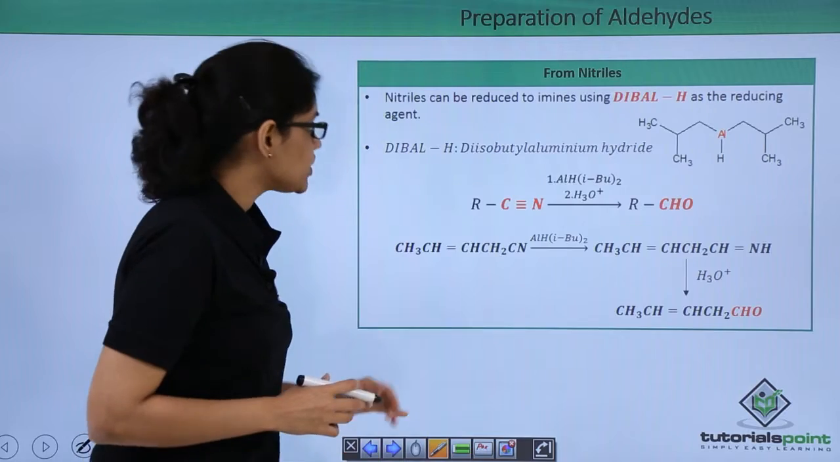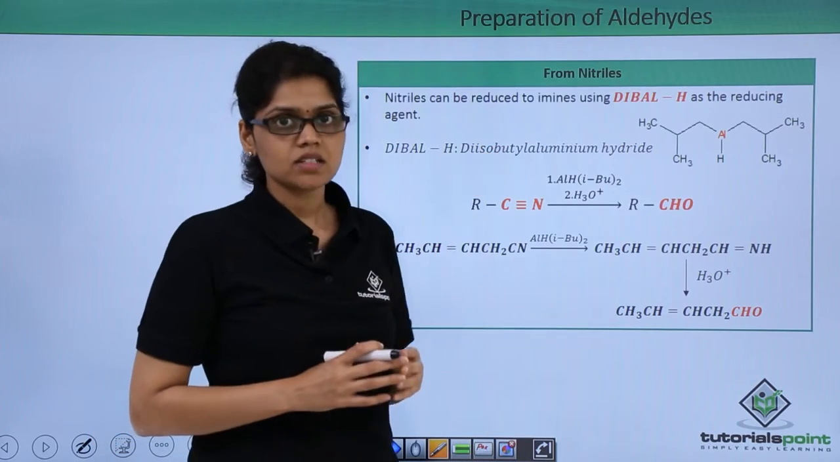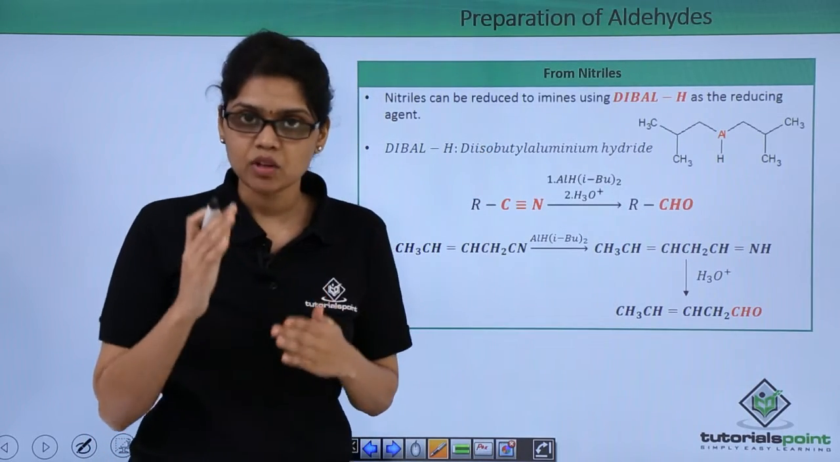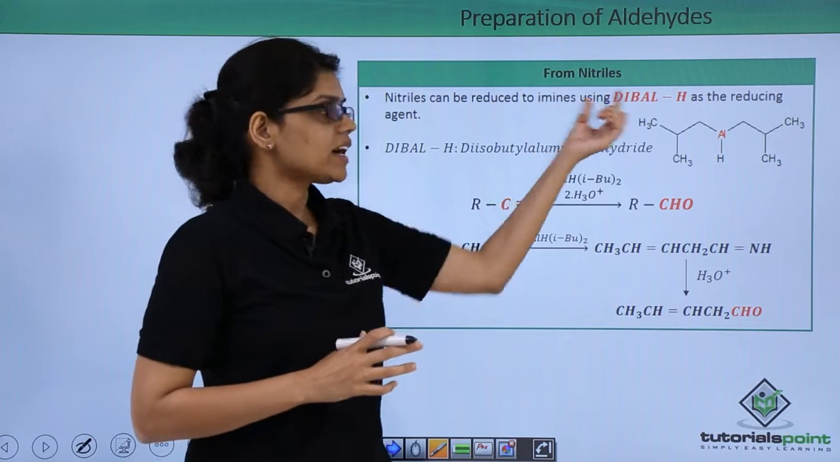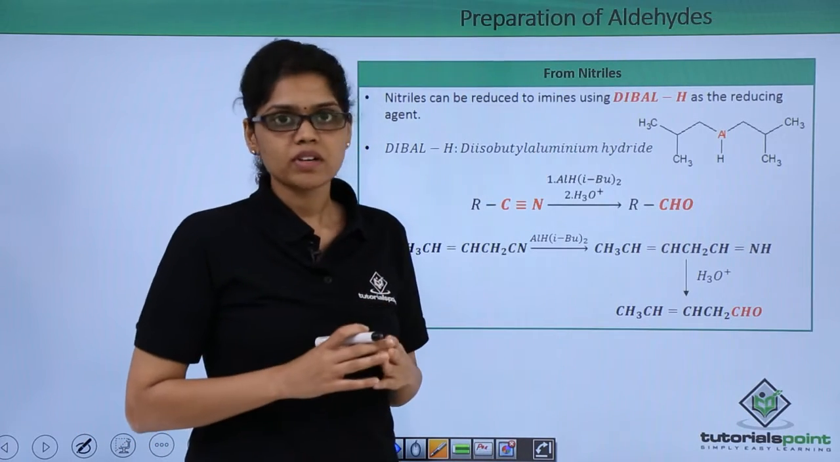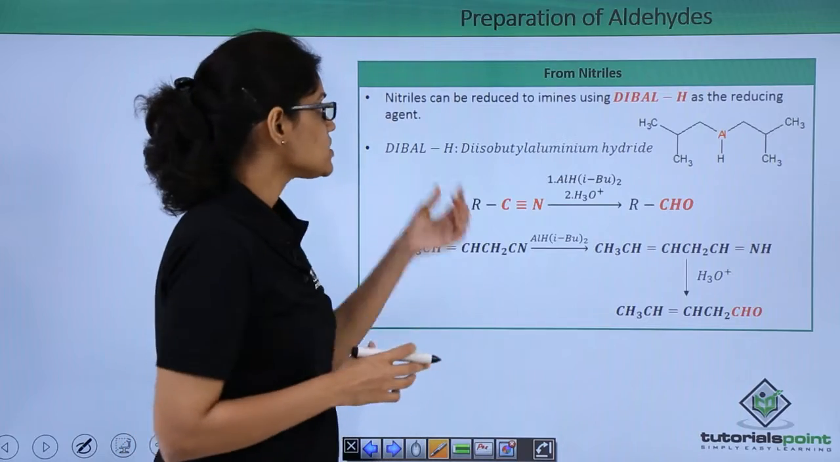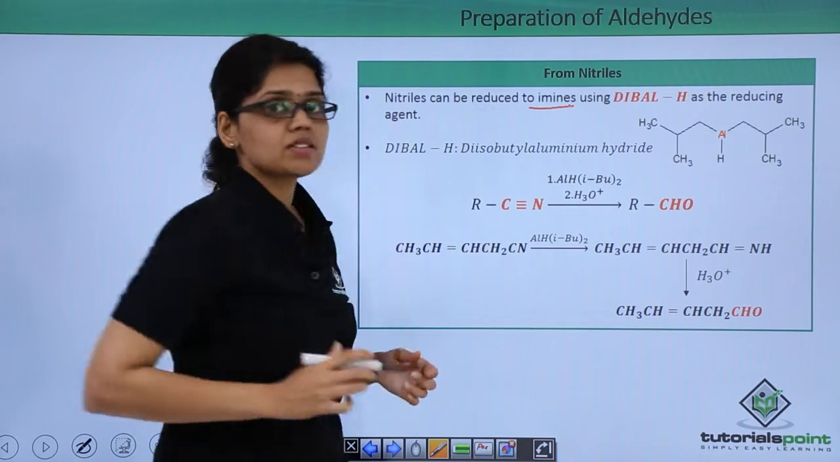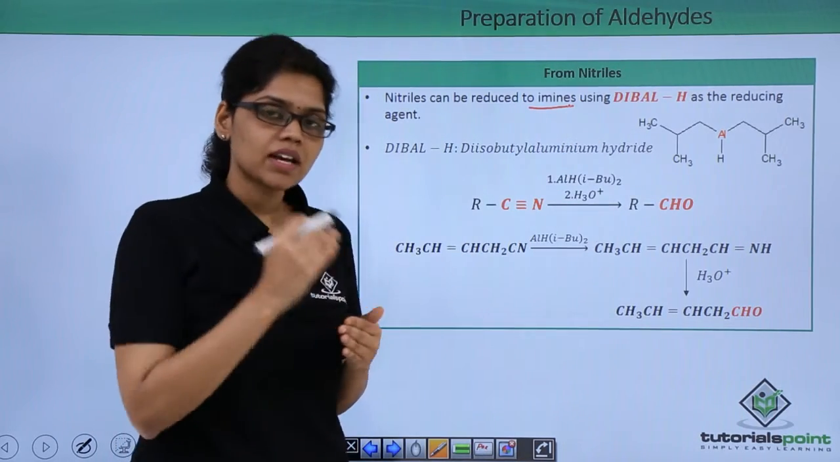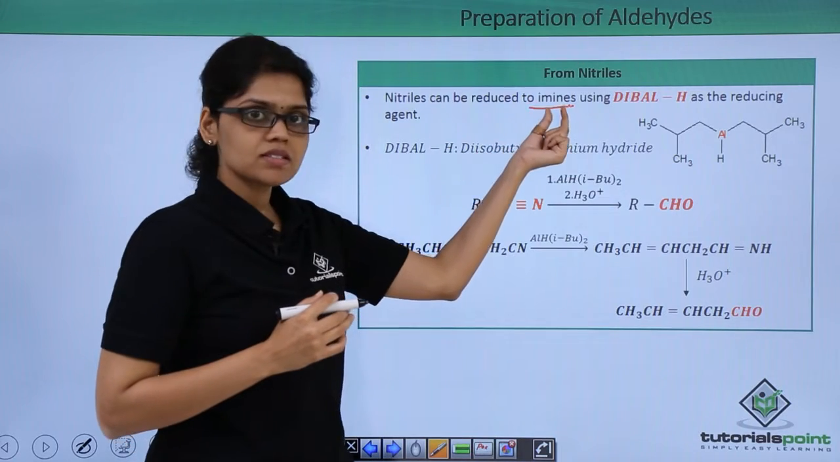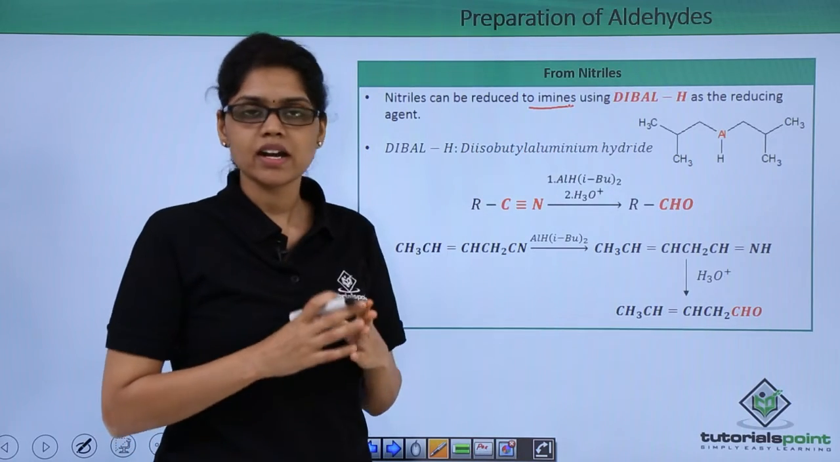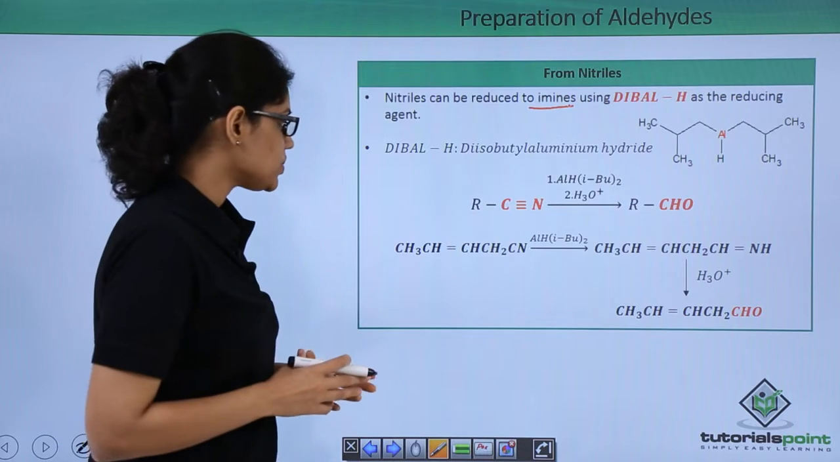Nitriles can also be converted to aldehyde using another reagent, which is diisobutyl aluminum hydride, or called DIBAL-H. Now this is a very common reducing agent and it reduces nitriles to imines. So you can again obtain aldehydes from nitriles by reducing them to imines using DIBAL-H followed by hydrolysis. Let's look at an example here.